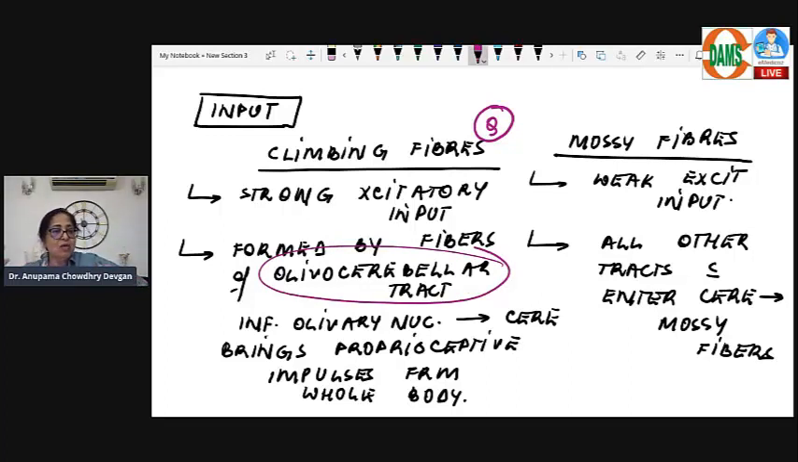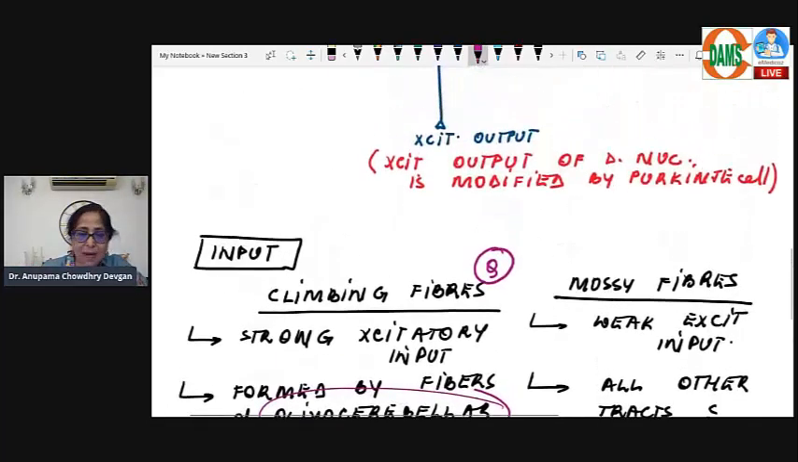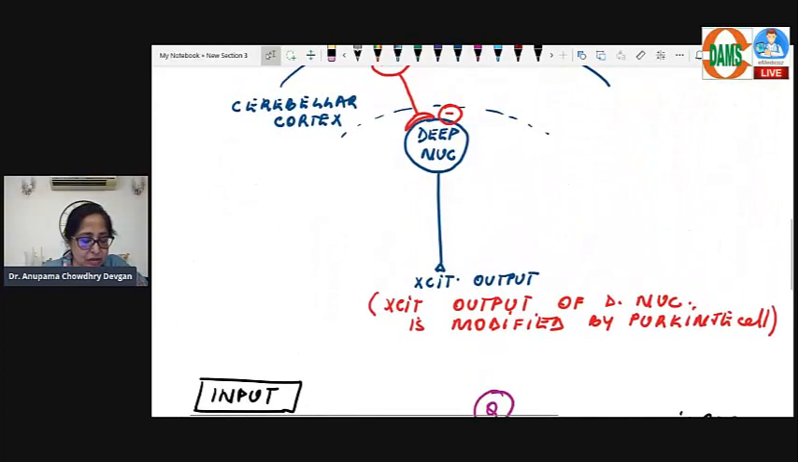All other tracts, whether it is dorsal spinocerebellar, ventral spinocerebellar, cuneocerebellar, rostral spinocerebellar, or tectocerebellar, any other tract will form the mossy fibers. And are mossy fibers strong excitatory or weak excitatory? These are weak excitatory. Okay? So this is as far as the climbing and mossy fibers are concerned. So let's go back to the connections now.